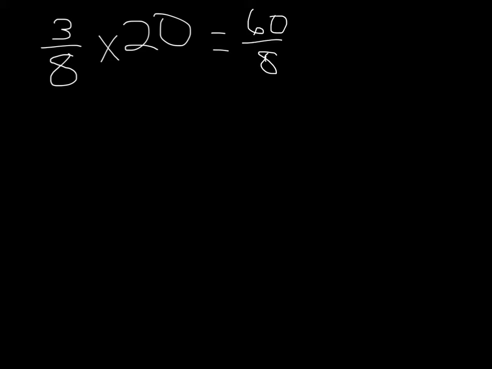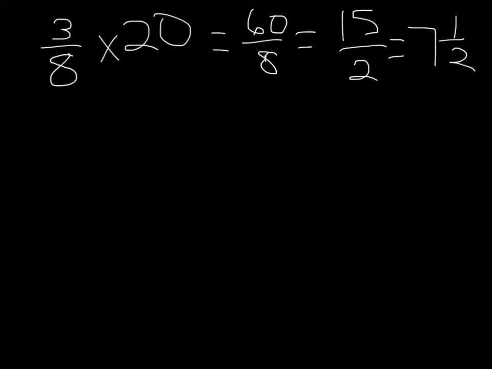I recognize that those both have 4 as a factor. And so I can do 60 divided by 4, and I get 15. And 8 divided by 4 is 2. So I have 15 halves, which is 7.5. Now there's nothing wrong with doing it that way. But it's easier to simplify if we simplify before.